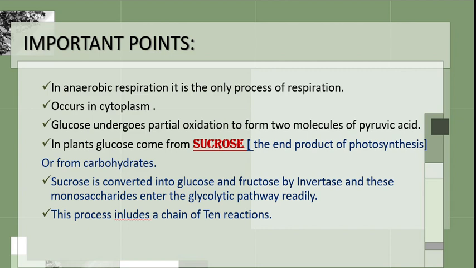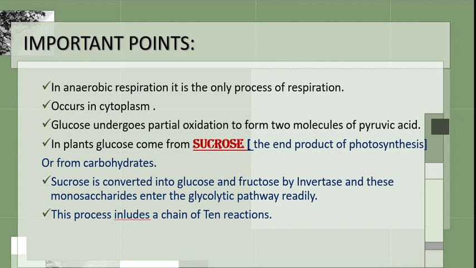In plants, glucose comes from sucrose, which is the end product of photosynthesis, or it can be derived from storage carbohydrates. Sucrose is converted into glucose and fructose by the enzyme invertase, and these monosaccharides enter the glycolytic pathway readily. In glycolysis, a chain of 10 reactions produces pyruvate from glucose with the help of different enzymes. In glycolysis, 2 ATP are utilized. In total, 4 ATP, 2 NADH + H+, and 2 molecules of pyruvic acid are produced.